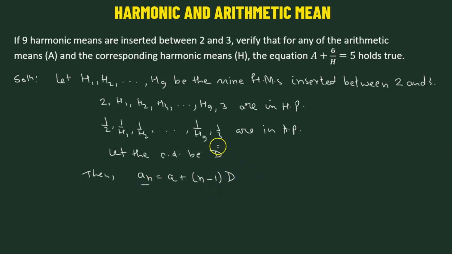What's the nth term? The nth term is the last term, so that's simply 1 over 3. The first term is 1 over 2, plus n minus 1 times d. Since we have inserted 9 harmonic means and we also have to include the two end numbers, there are a total of 9 plus 2, that means 11 terms present. So we have 11 minus 1 multiplied by d. Solving for d, we get d equals negative 1 over 60. We're going to label this as number 1, so we have obtained the value of d.